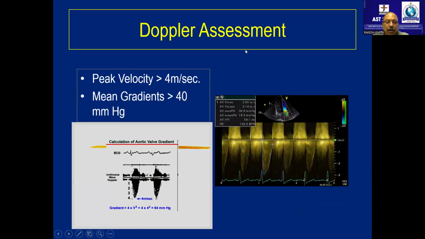Now, look at the Doppler. Same 3-chamber, 5-chamber view. Now you switch on, take your sample volume or a pulse wave from LVOT to aortic valve area. Just cross the aortic valve, because LVOT is before the aortic valve, and you cross the aortic valve, go to the aorta, that'll be the aortic valve velocity.